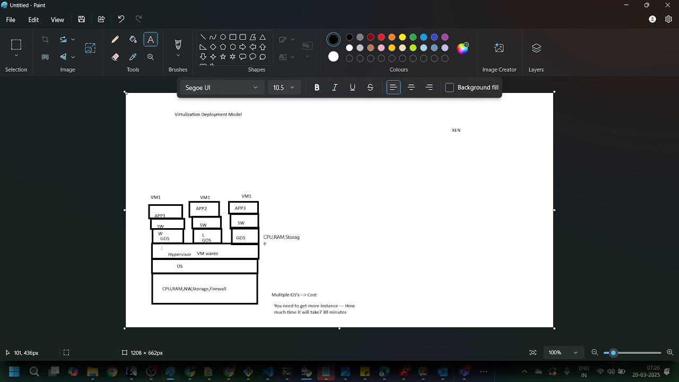Okay, so in virtualization, there is no link between guest OS and base OS. This is the host OS, and this is the guest OS. There will be no link because there is a hypervisor in between. For the guest OS, we have already allocated some resources.